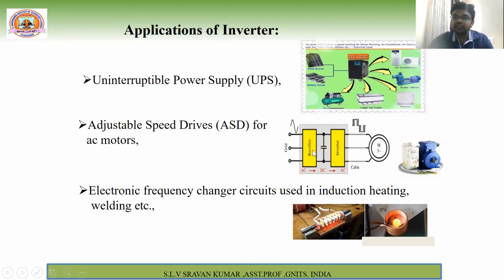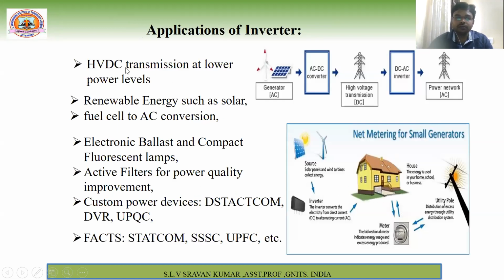Rectifiers and inverters are very important, which we already covered in the rectifiers in the second unit, single phase and three phase systems. And one more is electronic frequency changer circuits used in induction heating and welding, etc. This is the welding, and inside that we can also use it. Still some more applications are there. I am not going into detail.